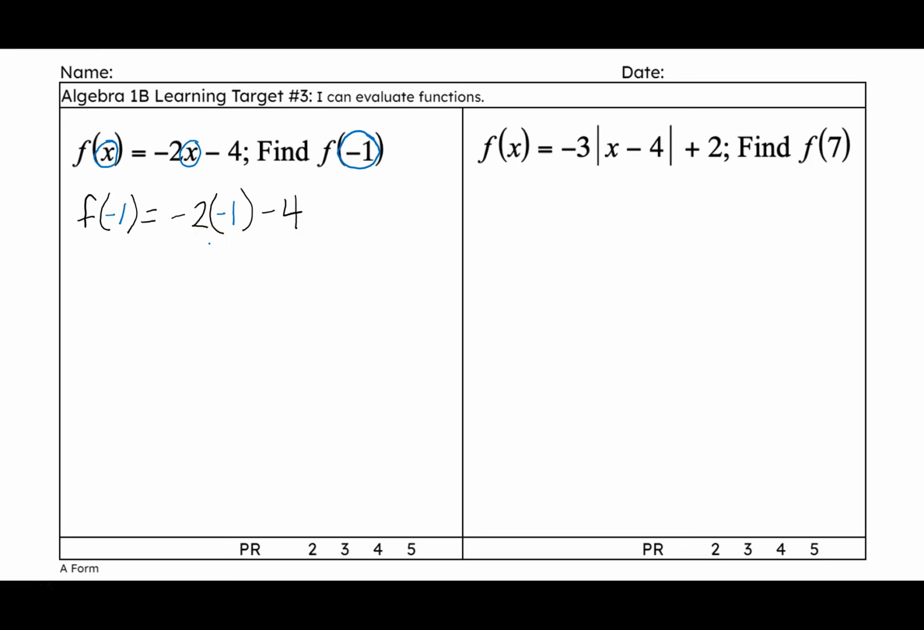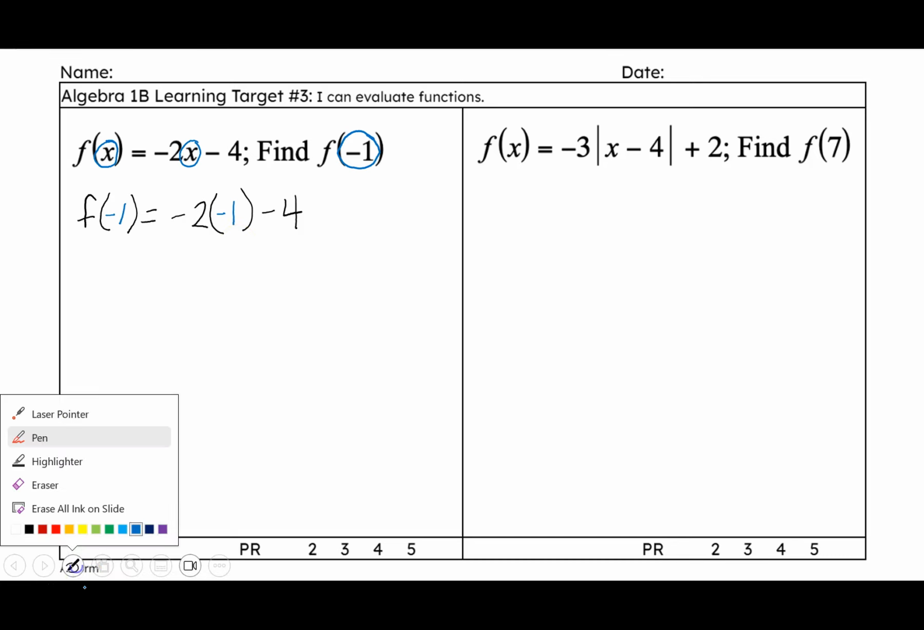The machine is always going to follow the order of operations. That's parentheses, then exponents, multiplication and division in order from left to right, and addition, subtraction in order from left to right. In other words, PEMDAS. So in this case, we've got two operations. We've got multiplication and we've got subtraction. So the multiplication is going to occur first.